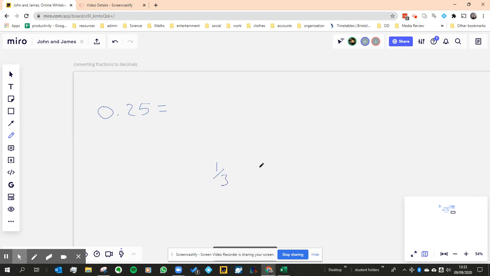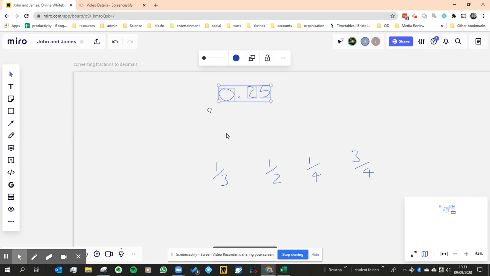Okay, so basically, let's write some fractions here. We've got 1/3, we've got 1/2, we've got 1/4, we've got 3/4. Okay, and now what I'm going to do is write some decimals, and then I want you to match them up. I'm going to start writing them, and I want you to join them up to the right fraction. Okay? Use a line to draw it up.